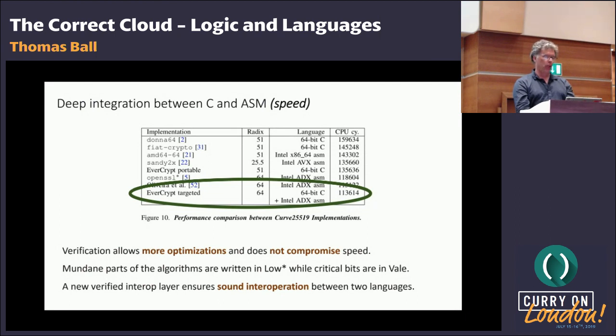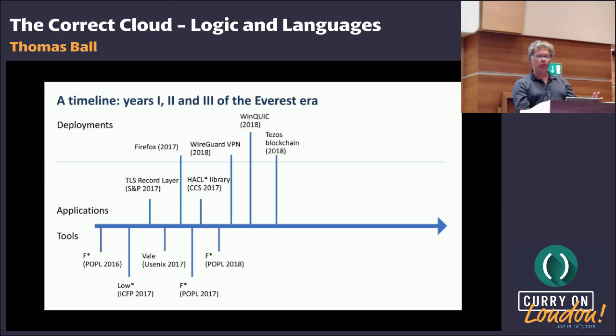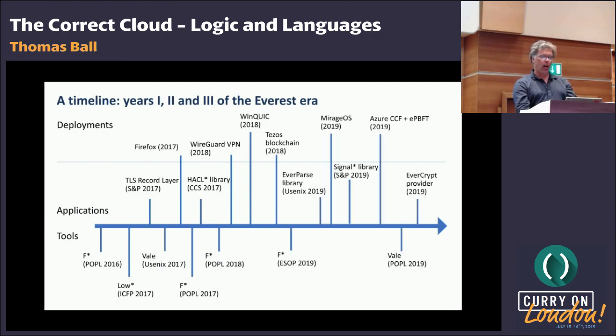There's also a whole interop layer for interoperation between assembly language and C. So there's been a lot done on Everest. I'll just show you at the bottom the papers, at the top some of the deployments starting in 2016. There was a deployment in Firefox. WinQuick and the Tezos blockchain used Evercrypt in 2018, and in 2019 there's been more deployments of the code into Azure and into the Mirage OS.